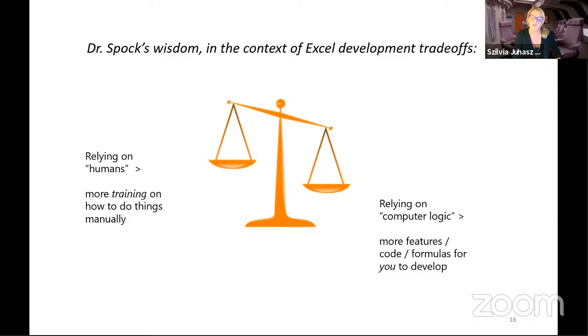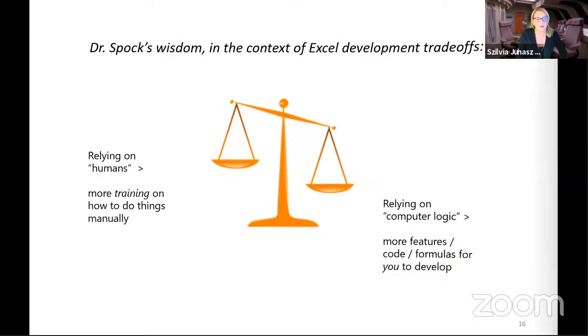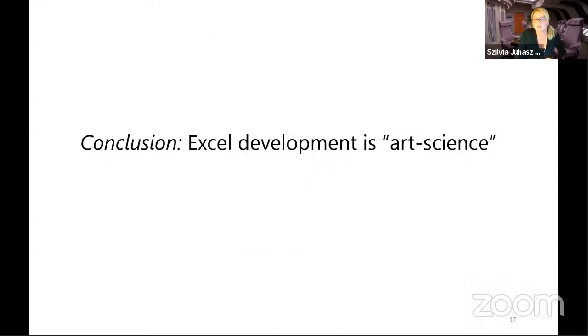There's going to be more training involved on how to do things manually, what to do if a formula breaks down, all those types of things that we need to convey to our end users. Relying on automation or computer logic, as Dr. Spock would say, means that there's more features, more code, more formulas for you to make bulletproof on the back end.